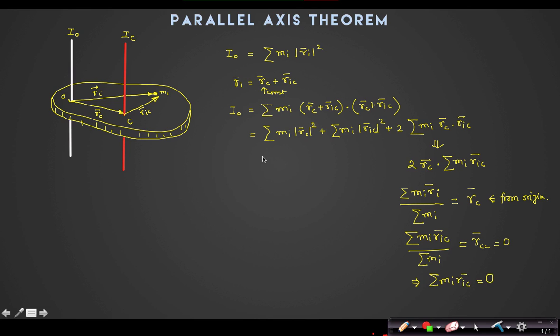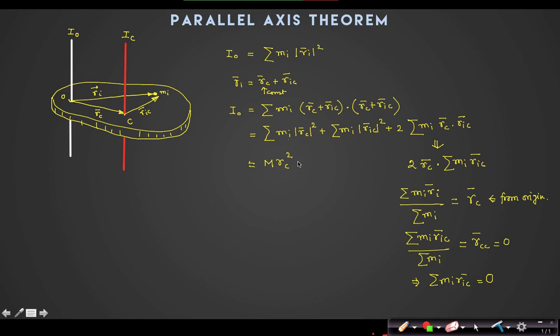Now what about the first two parts? Summation of m_i r_c square. What is this one? No, r_c square is a constant. Can I take it outside? So summation of m_i is M. Yes, it is M r_c square only: total mass into this distance square.